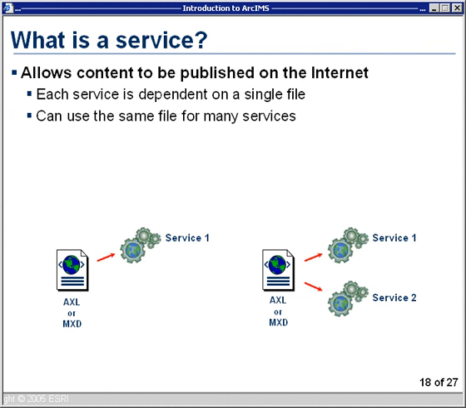The first question we have to address is what exactly is a service? A service is what allows our map content or GIS data to be published on the internet. It is in fact this service that we are viewing in the ArcIMS website. Each service is dependent on a single file, although you could use that same file to create many services. You could think of this as a one-to-many relationship.